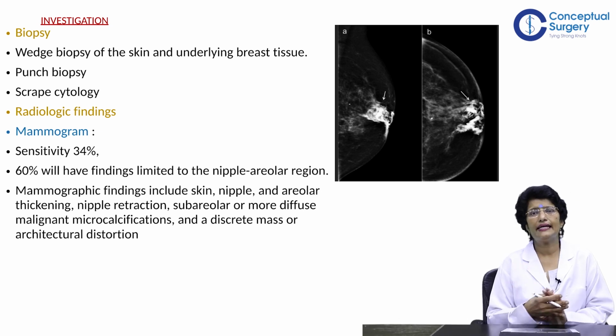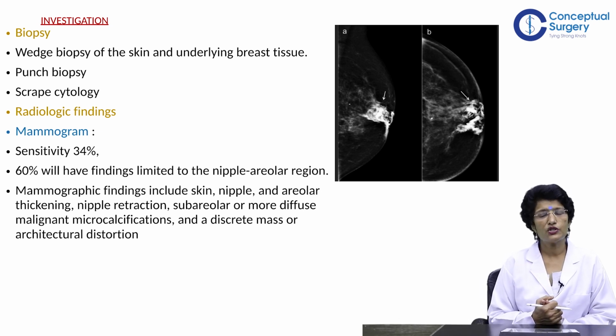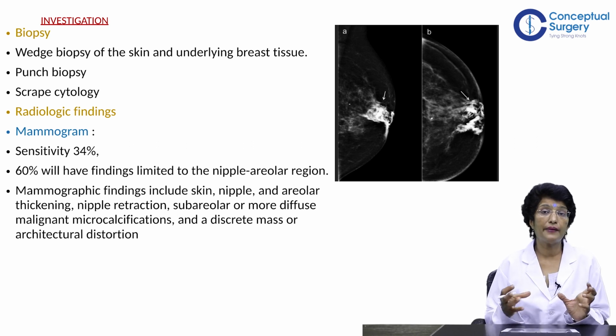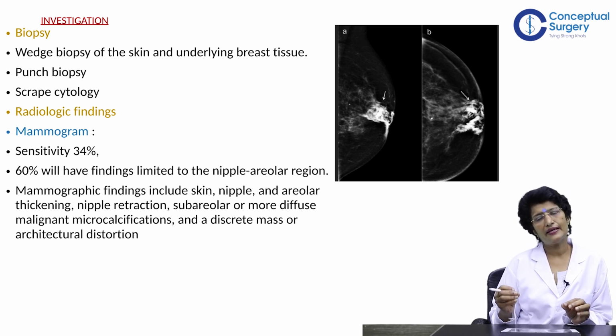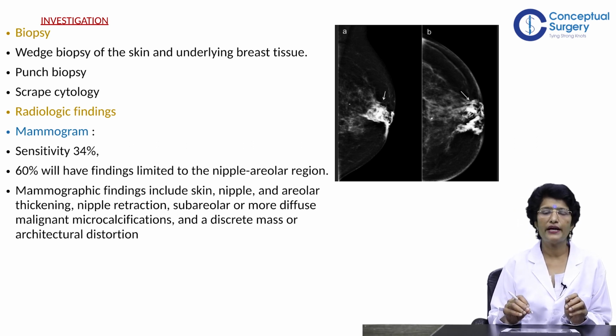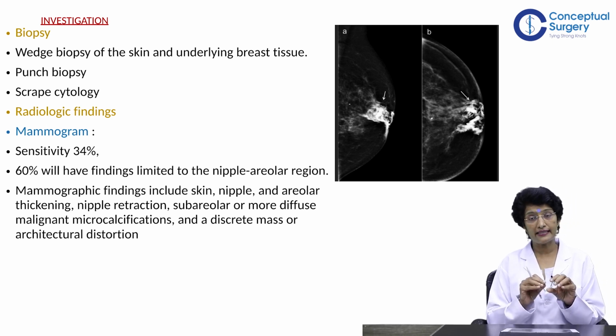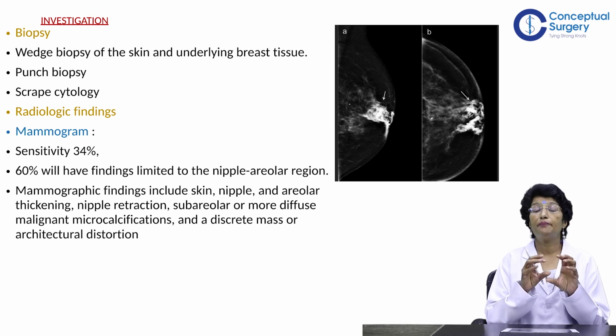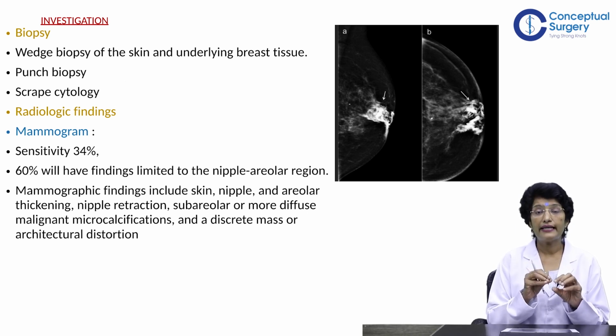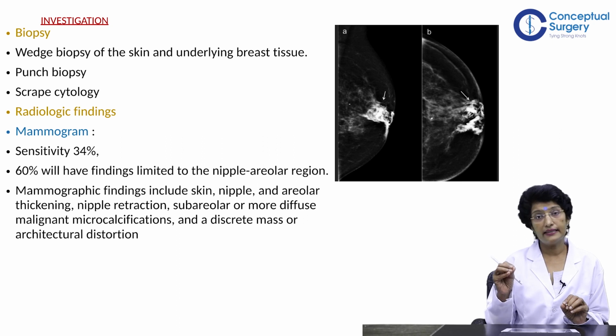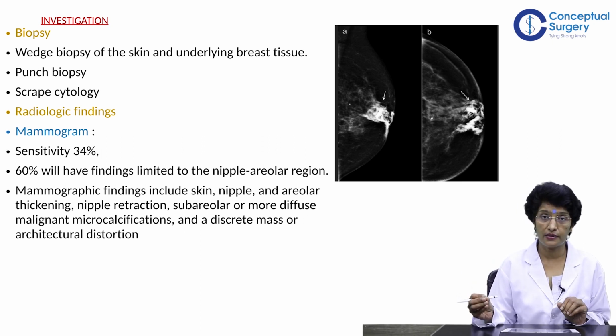So how do you investigate these patients? These patients can be investigated by a scrape cytology, but a better investigation would be a wedge biopsy of the skin and the underlying breast tissue. So you need to get the skin as well as the portion of the duct. That is what is very important. You can do the same thing with a punch biopsy also.